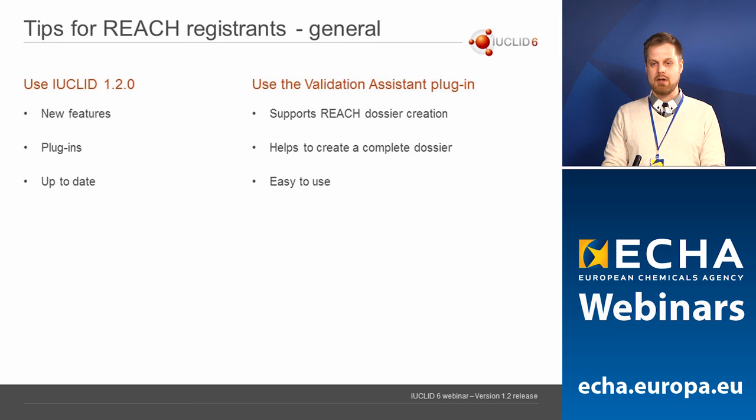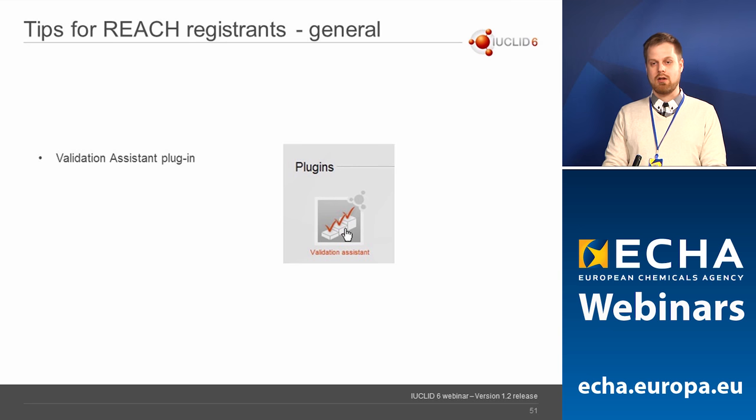Use the validation assistant plugin, particularly if you prepare your registration for REACH. It supports REACH dossier creation, and it also helps to create a complete dossier. It is easy to use, and it can save you some headaches. You can always access the Validation Assistant plugin from the main IUCLID user interface by clicking on the icon highlighted in this slide.